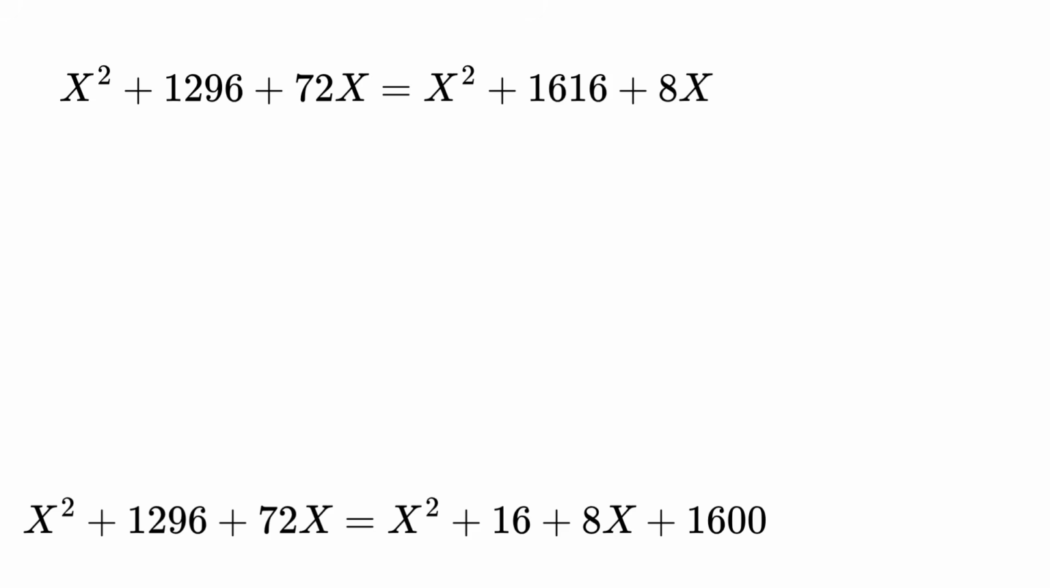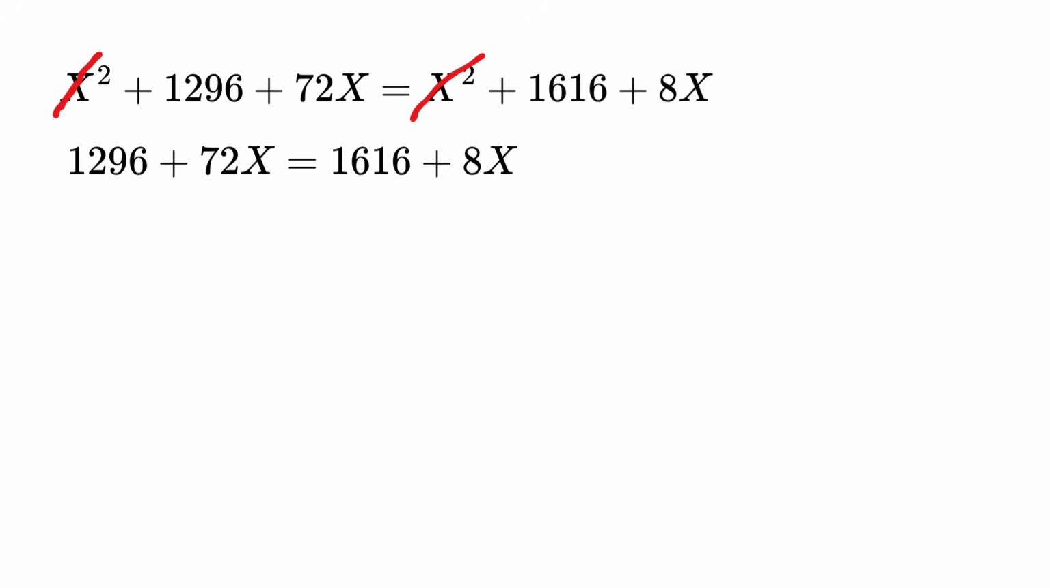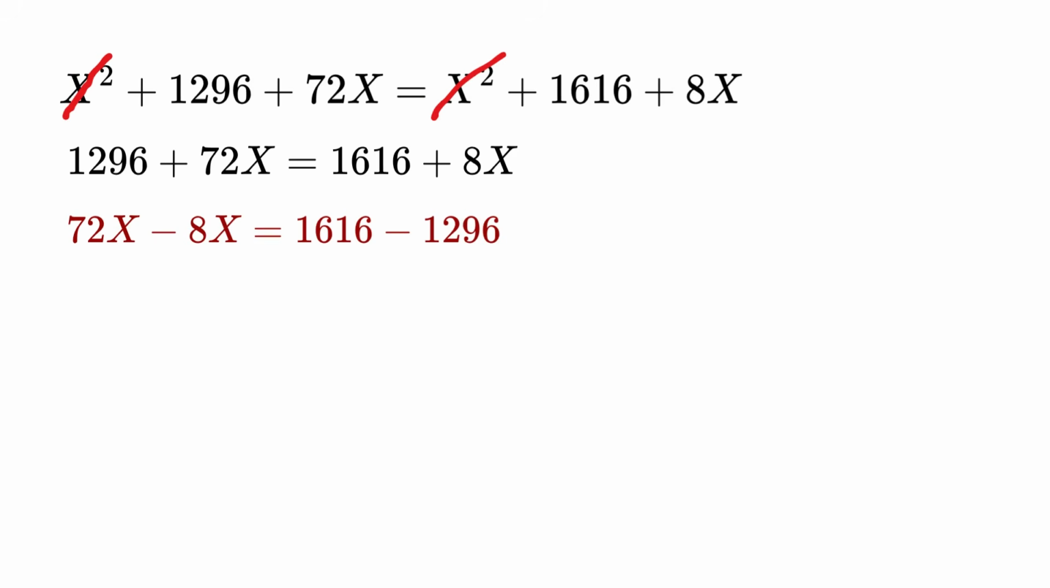Now let's simplify it. Notice that x squared appears on both sides, so they cancel out each other, and it becomes 1296 plus 72x equals 1616 plus 8x. By rearranging this, it becomes 72x minus 8x equals 1616 minus 1296. Now, after subtraction, it becomes 64x equals 320. Dividing both sides by 64, we get x equals 5 units.